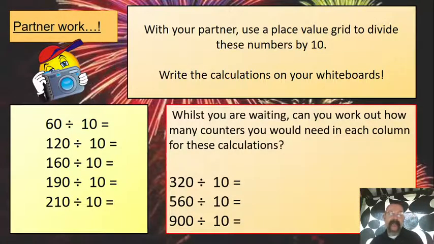Okay, now if you'd like to have a go at these ones as well, see if you could put counters in your grid like we did yesterday. So do a visual representation for all of these calculations. So if you pause the video now and have a go. Okay, so hopefully you were able to represent the answer as being 32, 56 and 90 with the correct counters in each place value column.